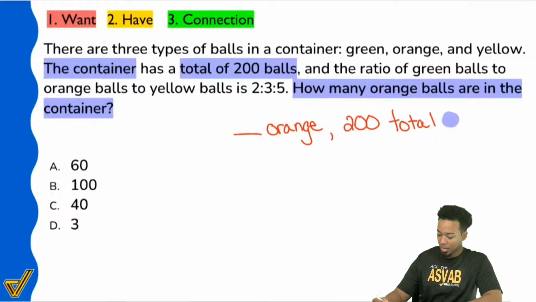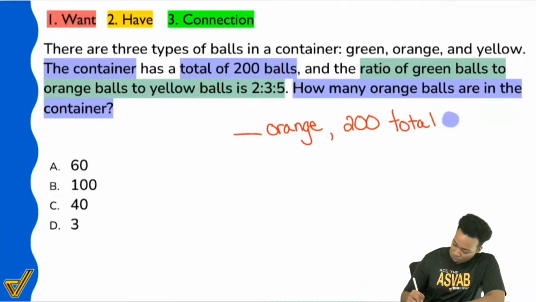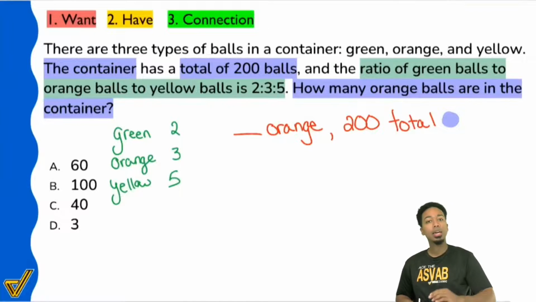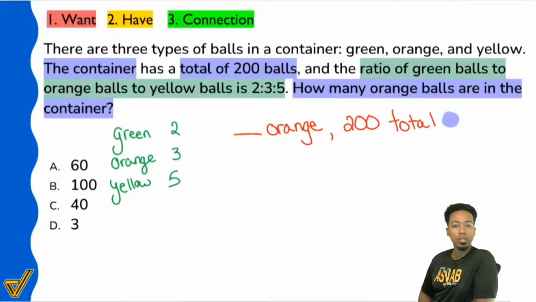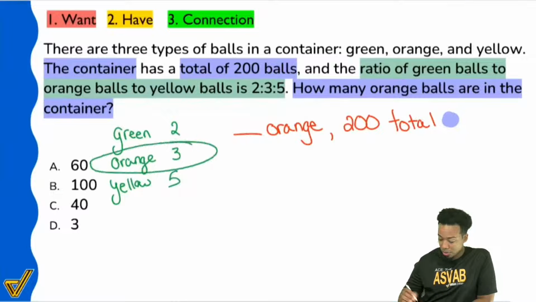So let's go ahead and write down the next piece that we're really going to need. The ratio of green balls to orange balls to yellow balls is 2 to 3 to 5. Everyone, what that means is this. If I write that in green, the order matters: green to orange to yellow. It's going to be 2 to 3 to 5. Everyone, which one of these values are we going to be using to place in this comparison that I have right above me? Which one of these should we take? Yeah, we're definitely going to take the 3, because that represents the orange.